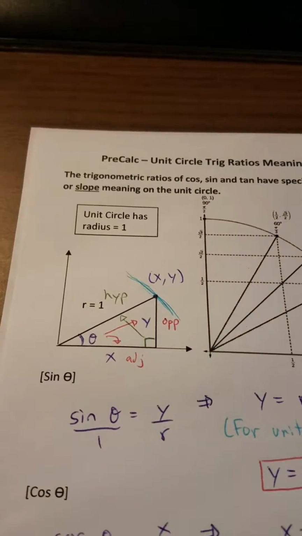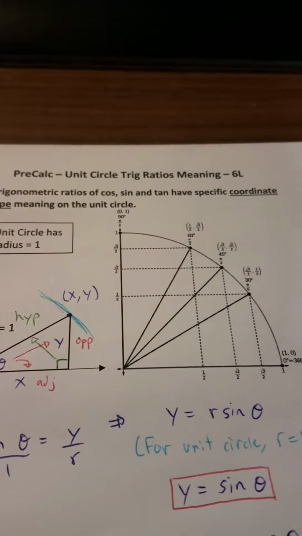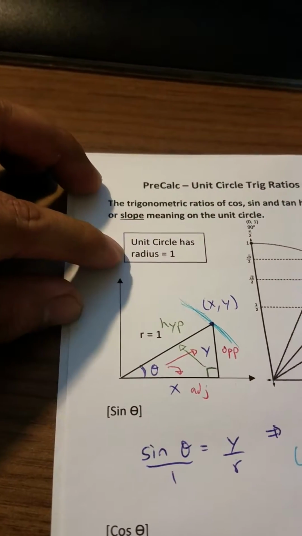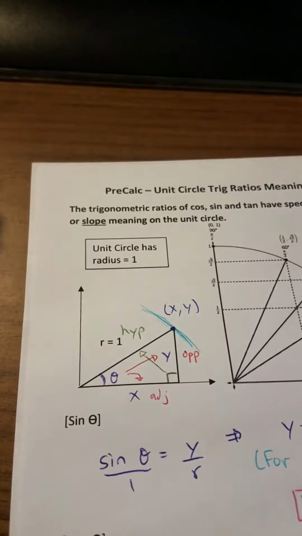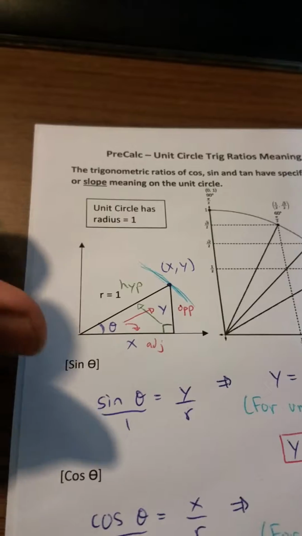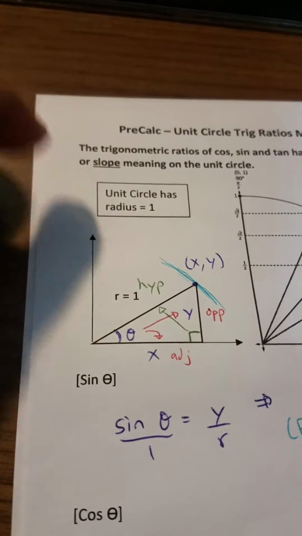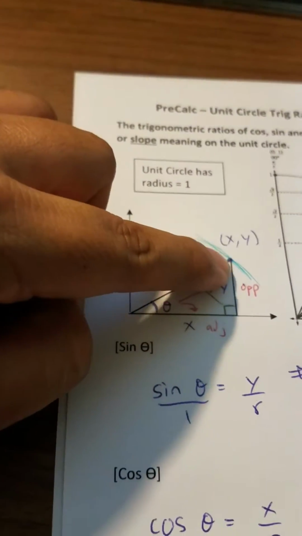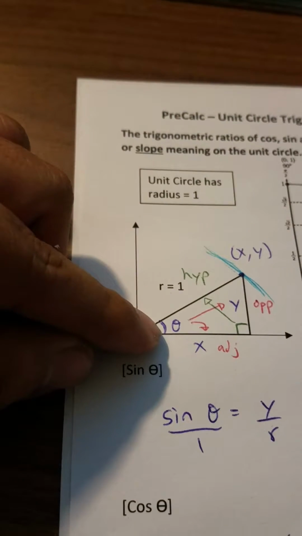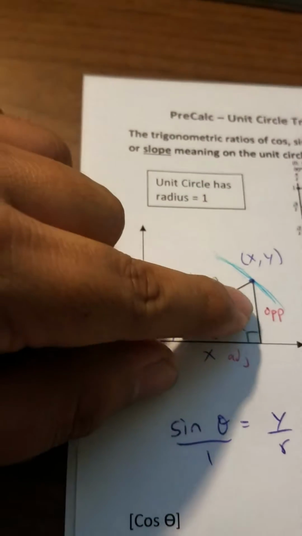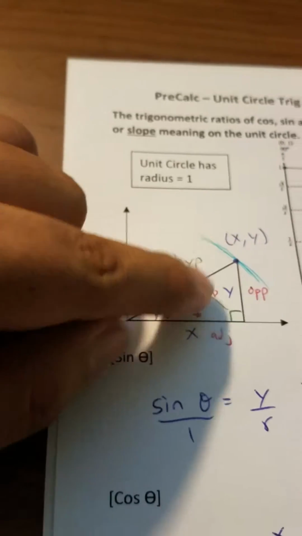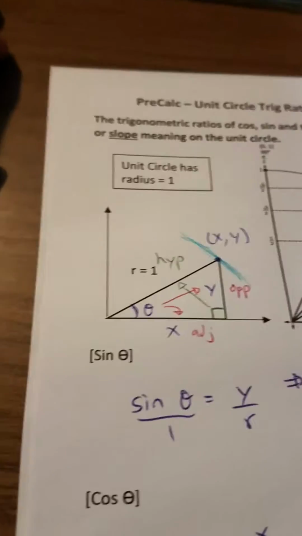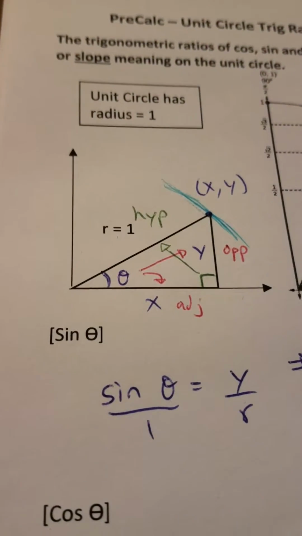So here it says the trigonometric ratios of cosine, sine, and tangent have specific coordinate or slope meaning on the unit circle. Okay, and the unit circle of course has radius of 1 because that's exactly why it's called the unit circle. And then here is a nice little general any angle with a radius of 1, and this is of course touching the circle. So here we mark it as theta, and then we mark that as the y. Of course that's the y coordinate, and from here to here is the x coordinate. But then also we remember our trig ratios that we're going to label opposite, adjacent, and hypotenuse.